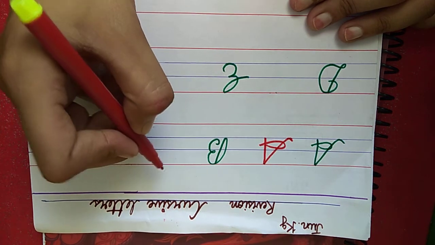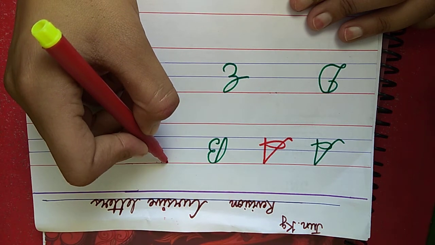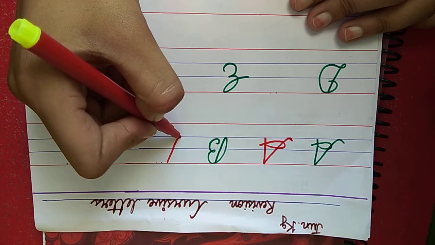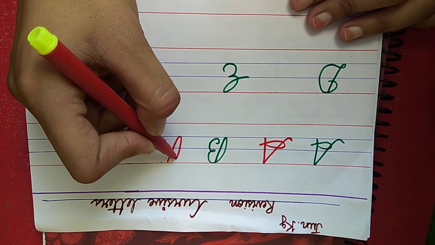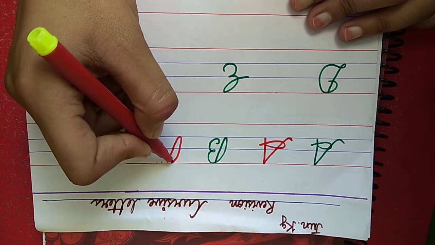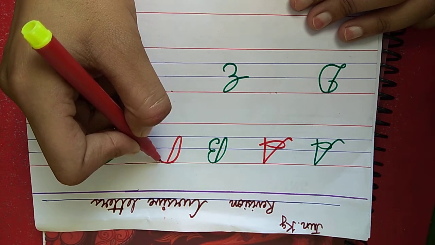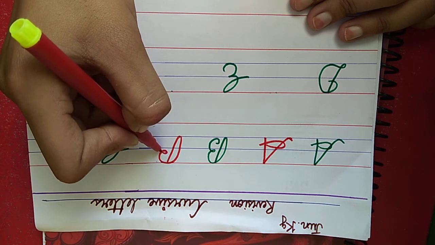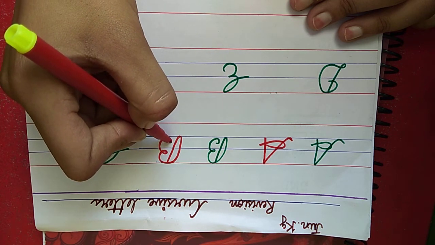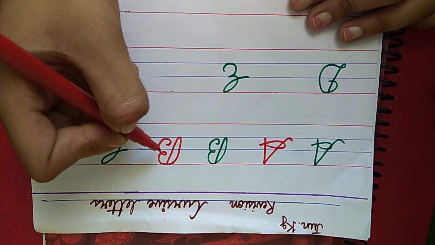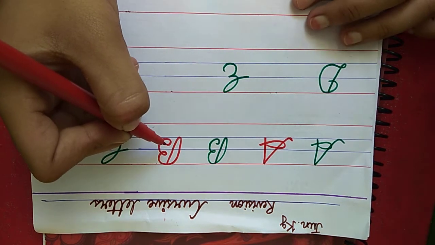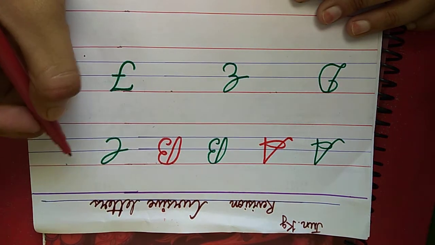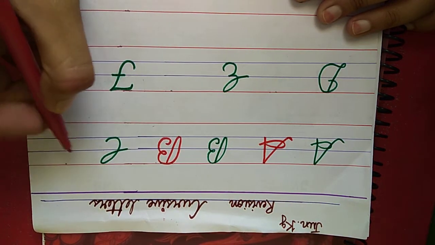Now put your pencil on the red line and draw a slanting line. Again a slanting line similar to the first slanting line. Okay. Now a small semicircle and a small loop and stop here. What is this? This is letter B. B for ball. What is the spelling of ball? B A L L. Ball.